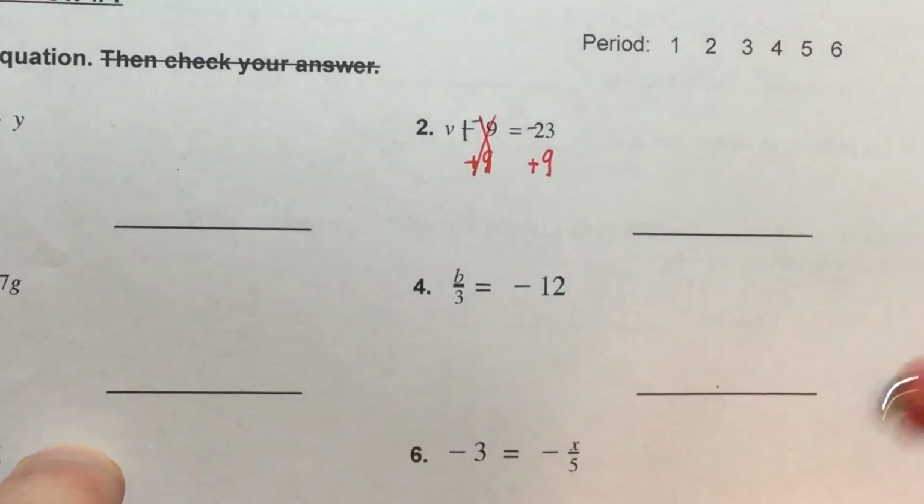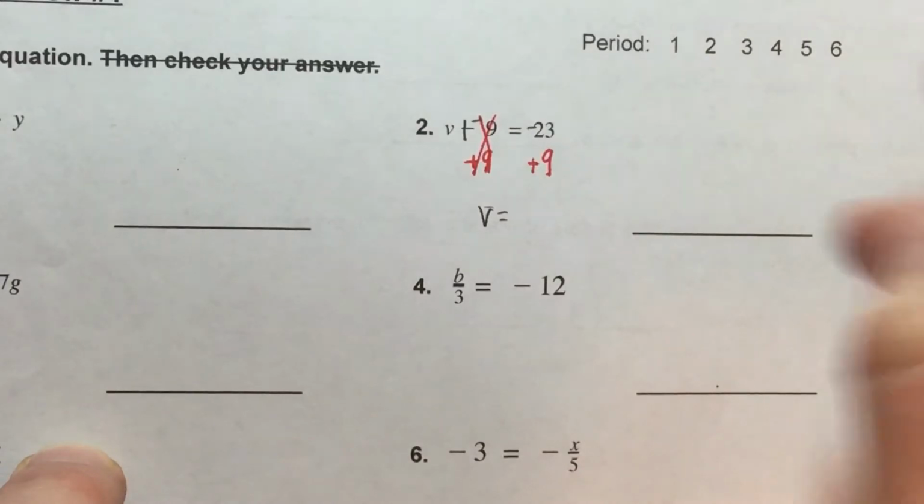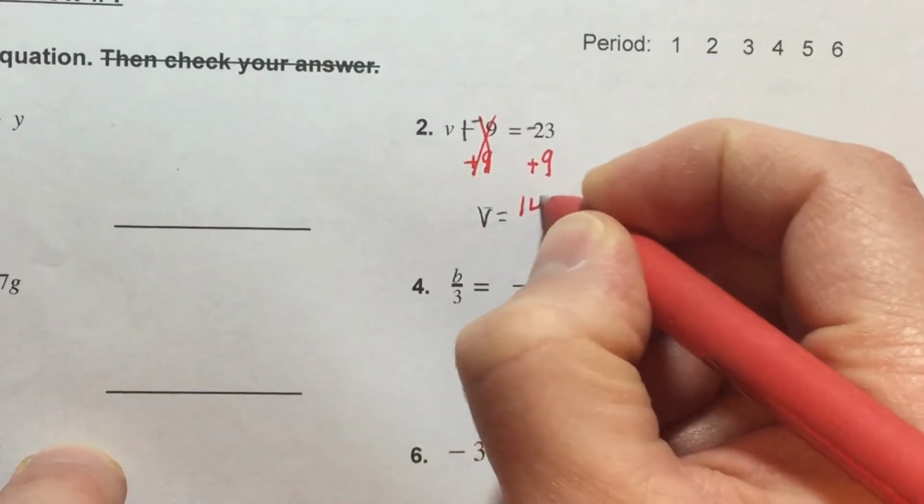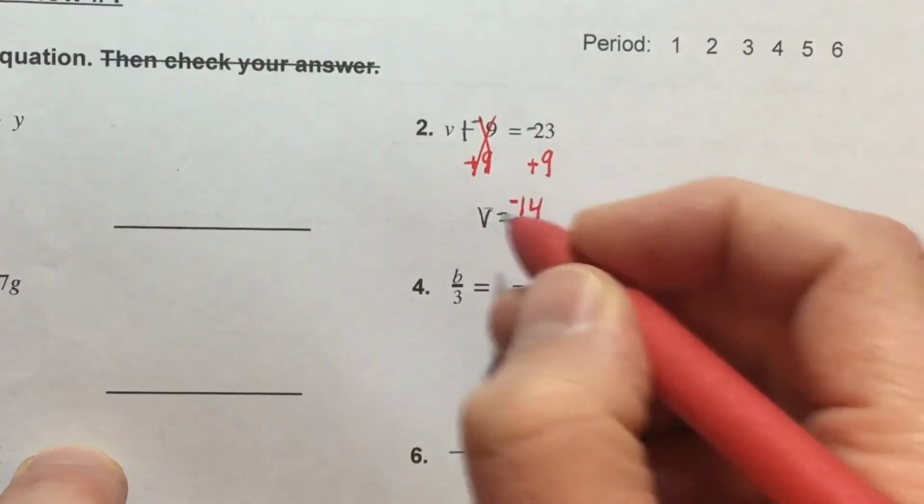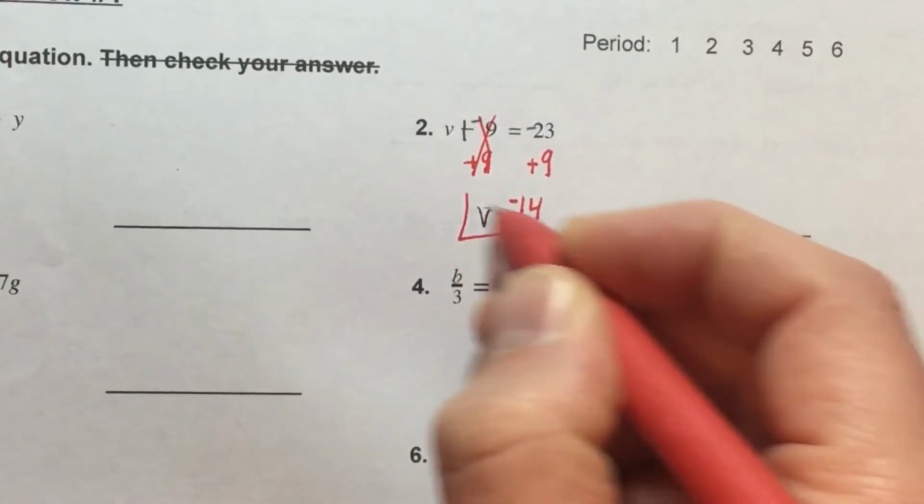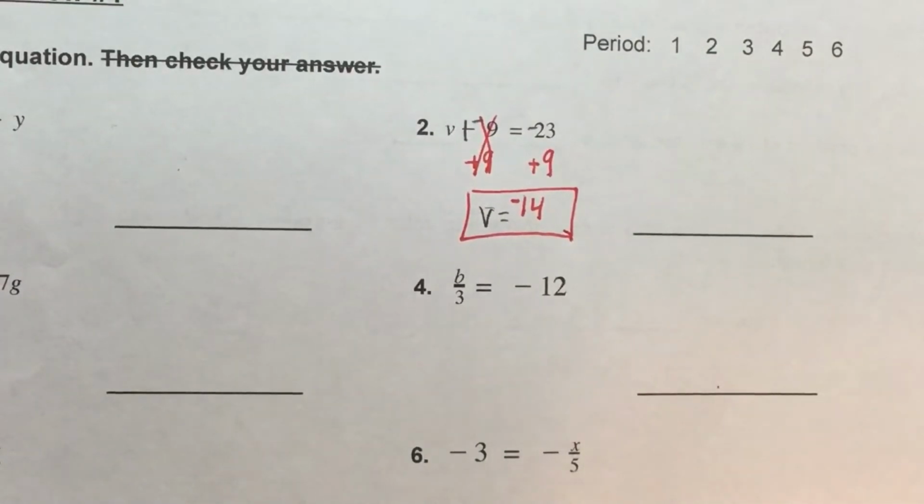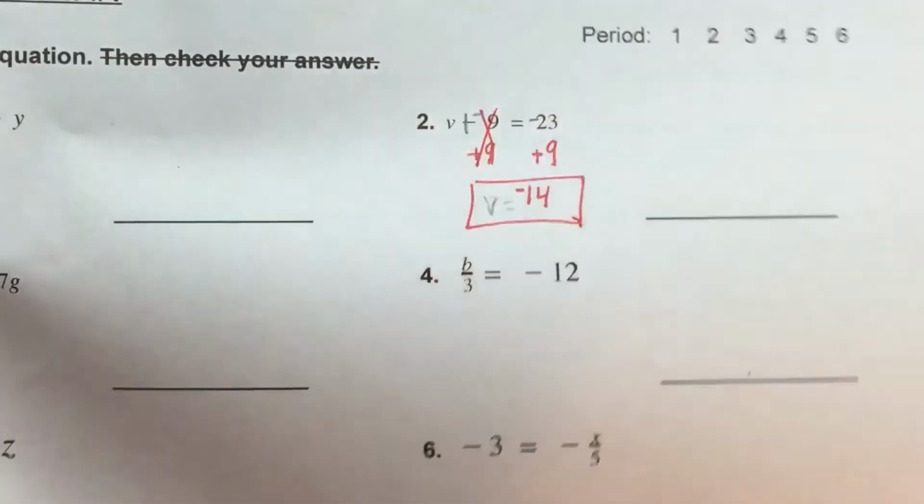And what's left on the left side? V. And on the right side, mental math, calculator approved. A negative 14. Since it's v all by itself, you're done. That's all we needed to do. Only one step on this one. If you can tell if they're one step or two step, that's great. If not, don't worry about it.